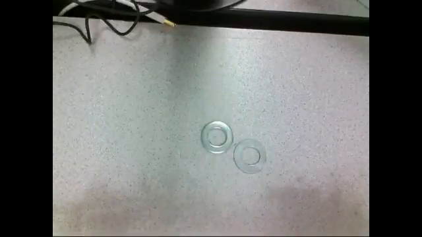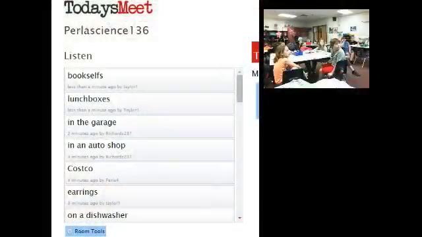Now, where have we seen them? We've seen them in lots of different places. We've seen them, like we said, on letters on the refrigerator. I saw here on today's meet, let's look through some of those. I saw some people said on bookshelves. Well, you might have magnets that stick to bookshelves.